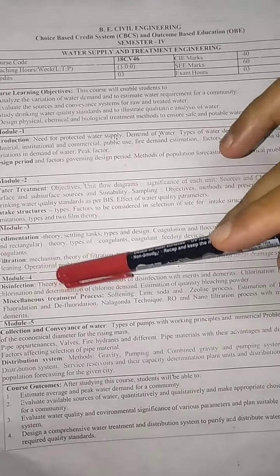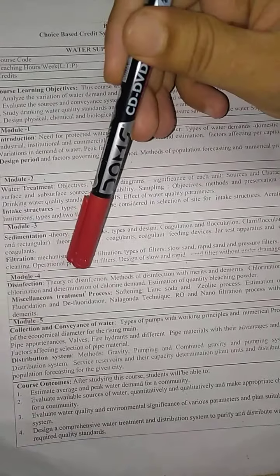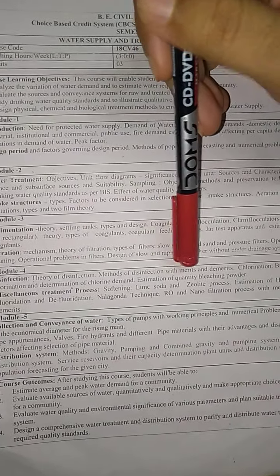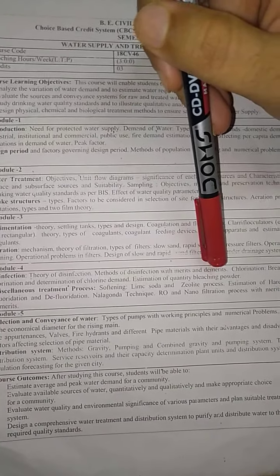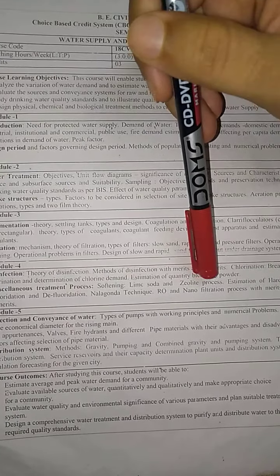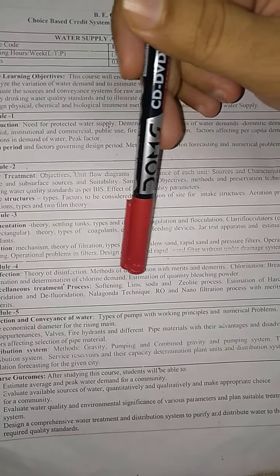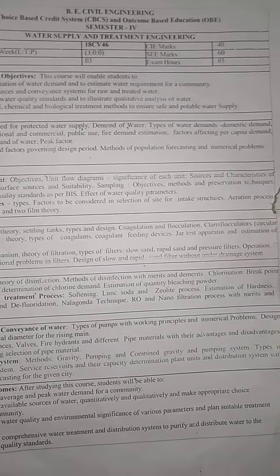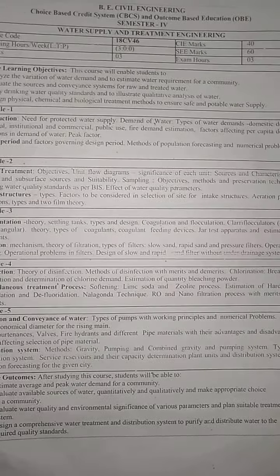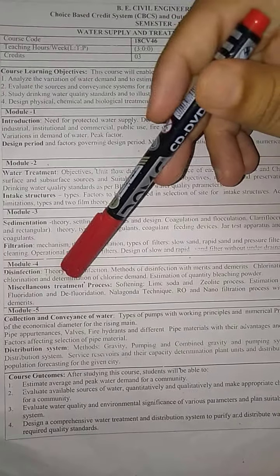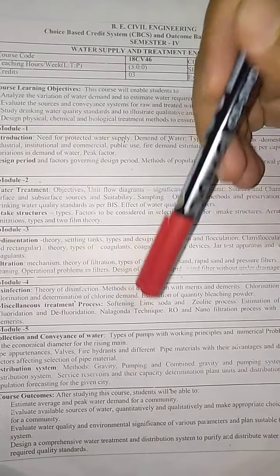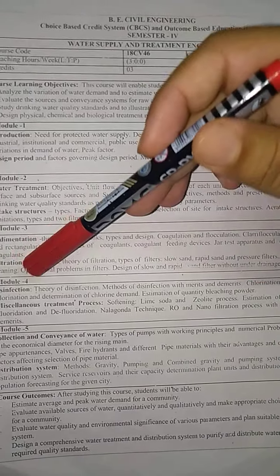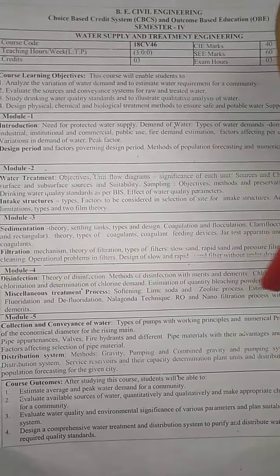Now in module 4, in the disinfection part, we have seen the theory of disinfection, then methods of disinfection with merits and demerits, that is boiling, ultraviolet treatment, ozone treatment, etc. We have studied their merits and demerits. Then we have studied breakpoint chlorination in detail with the graph, and the problems on determination of the chlorine demand and estimation of quantity of bleaching powder. So in module 4 we have completed half of it.